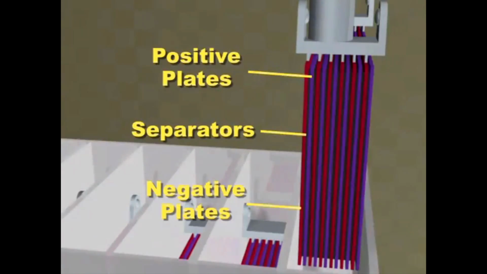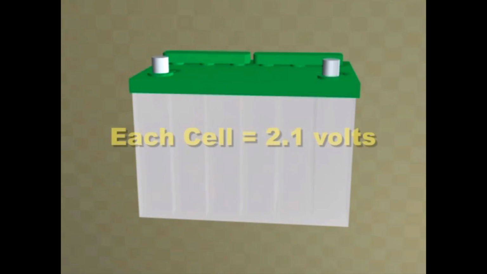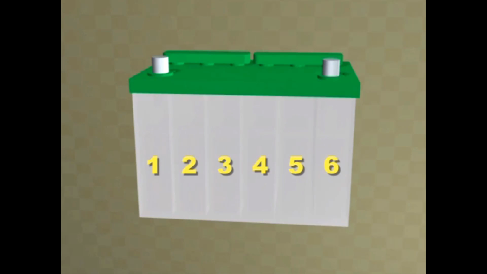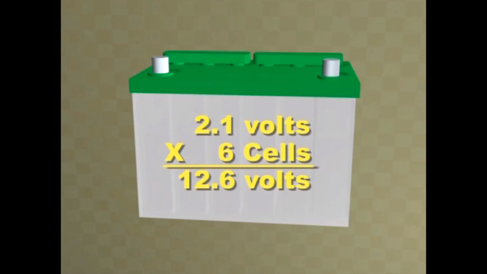The positive plates, separators, and negative plates slide down into the cell compartments of the case. This cutaway shows how an actual battery cell is made. Note how insulated separators separate the plates. The positive plates, the separators, and negative plates are sandwiched together. Each battery cell produces roughly 2.1 volts. Since modern car batteries normally have 6 cells, the battery is called a 12-volt battery. But more accurately, it produces 12.6 volts, 2.1 volts times 6 cells.